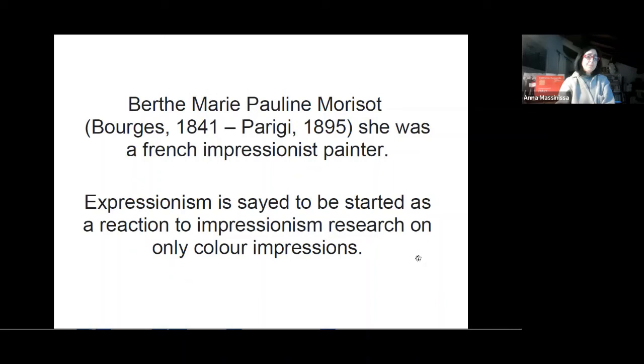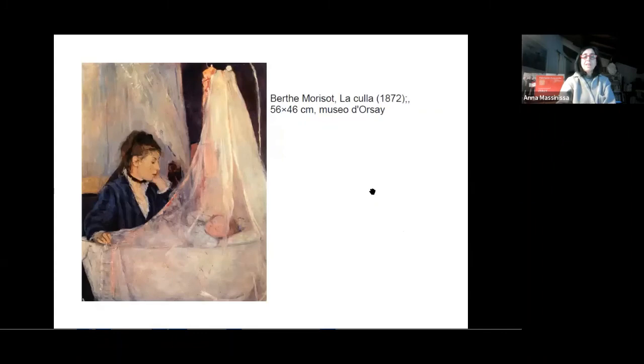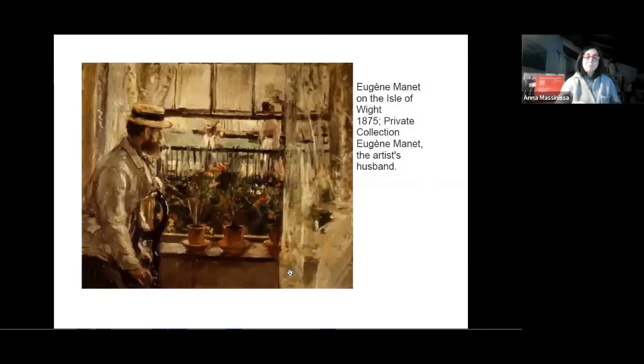Expressionism is said to have started as a reaction to the impressionist research on only color impressions, but see how much Berthe Morisot still was an expressionist herself. She used to paint with very chilly colors, but sometimes with very hot colors, or mix the two of them together. So she used color to give a lot of expression. And usually she was also painting moments of everyday life in women's lives, and used them to express more than just the moment of life.